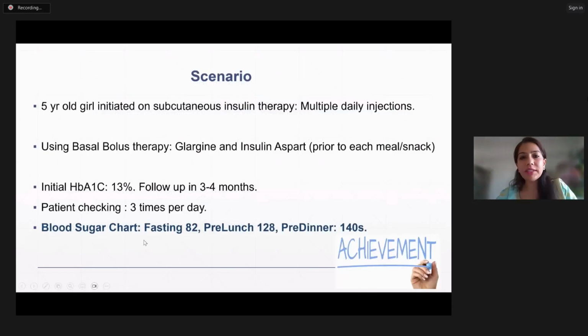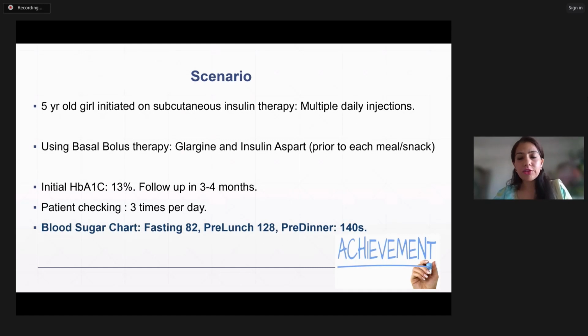So let's look at this scenario. This is a 5-year-old girl who was initiated on subcutaneous insulin therapy, which is the basal bolus therapy using glargine and insulin aspart prior to each meal or snack. Her initial A1C was 13%, and she was followed up in 3 to 4 months. She was checking 3 times per day.